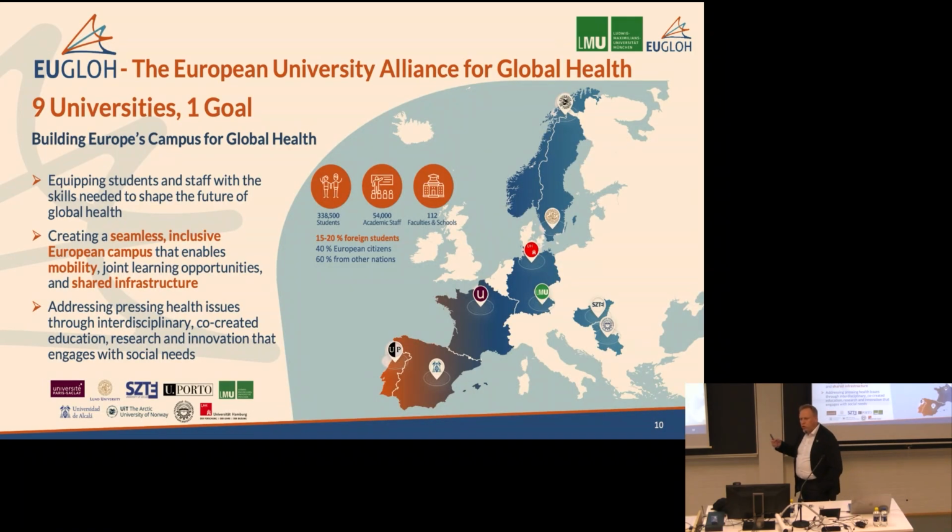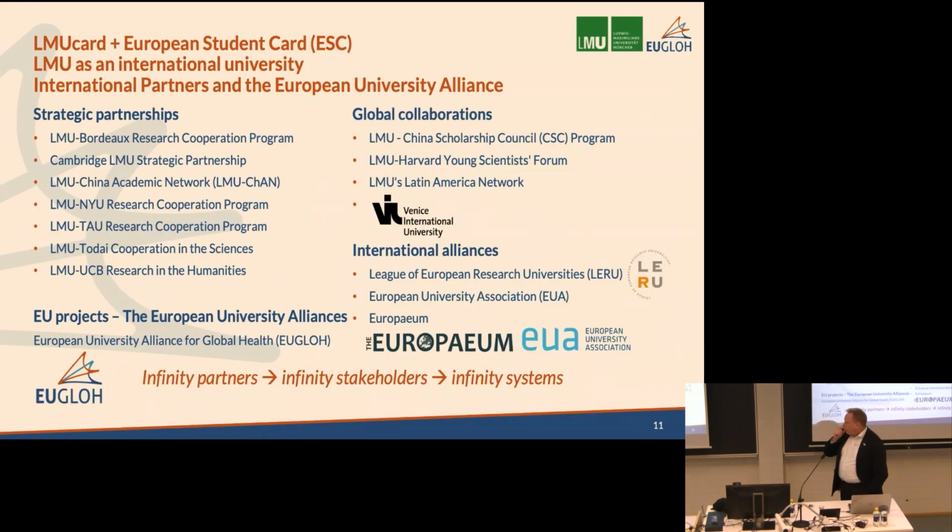And the thing is, if we're talking about university life today, we're talking about European University Alliances. We are one of them, and we have a vision. We want to create a seamless, inclusive European campus that enables mobility, joint learning opportunities, and shared infrastructure. Then it's all about identity and interoperability. And if we're looking just at LMU, our alliance has 9 partners. We have more than 250 partners. Getting a plastic card working everywhere is the most horrible nightmare, because this technology never scales.